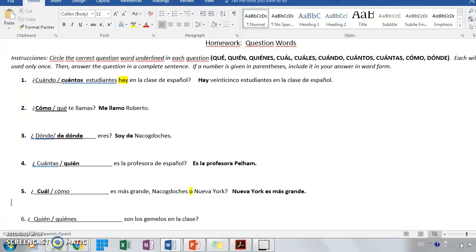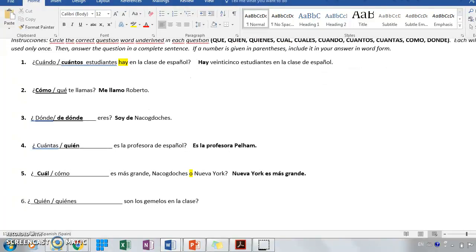It's already in the form that we need it in. Número 6. ¿Quién or quiénes son los gemelos en la clase? Now, gemelos is not a vocabulary word. Gemelos, you could look it up. It actually means twins. Okay? So, ¿quién or quiénes son los gemelos en la clase?